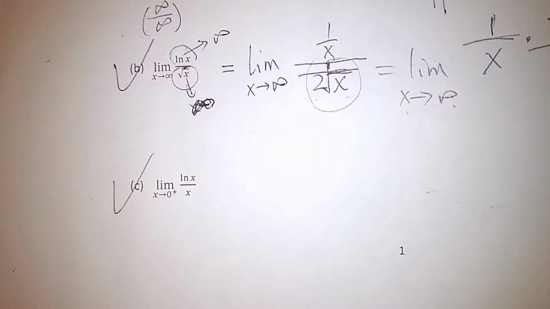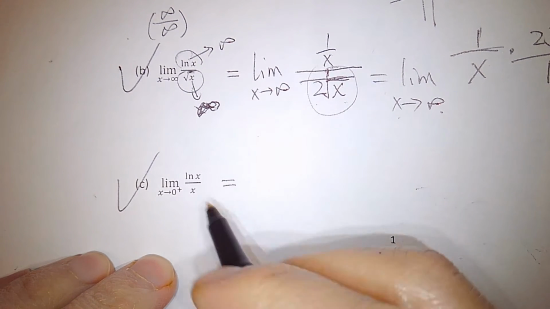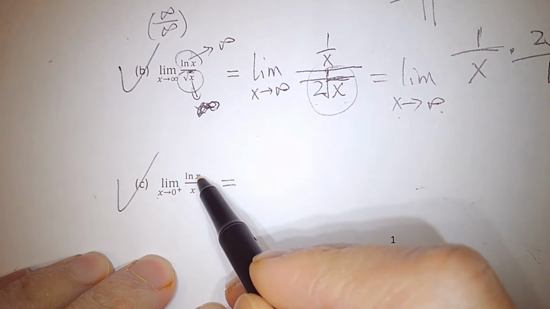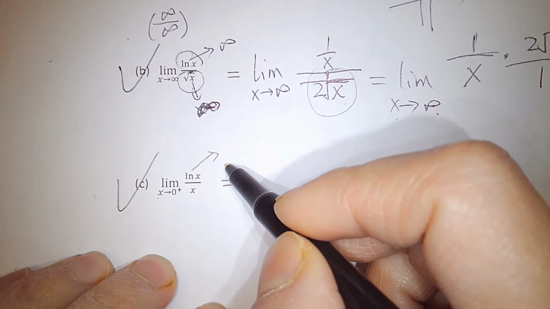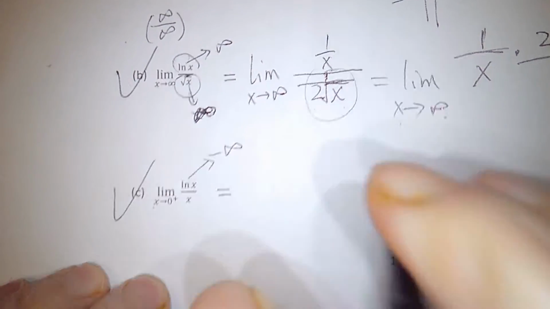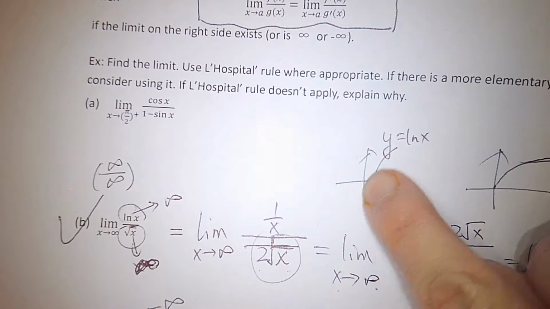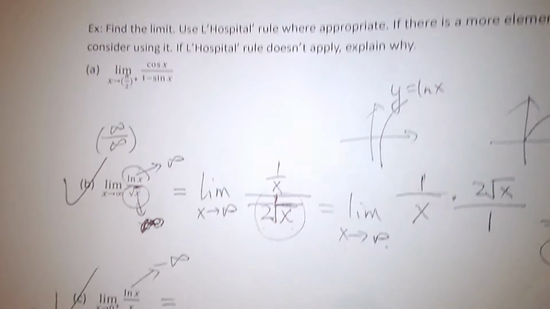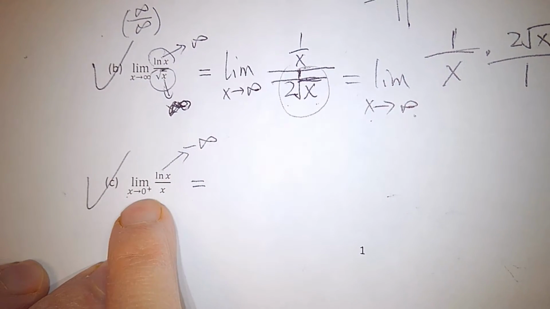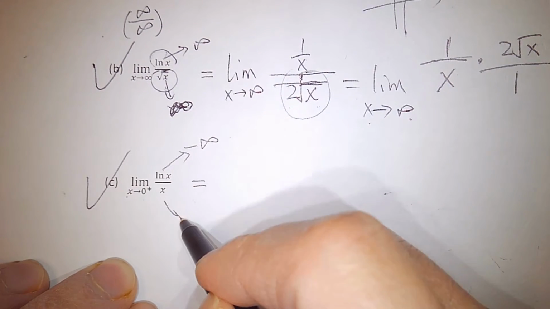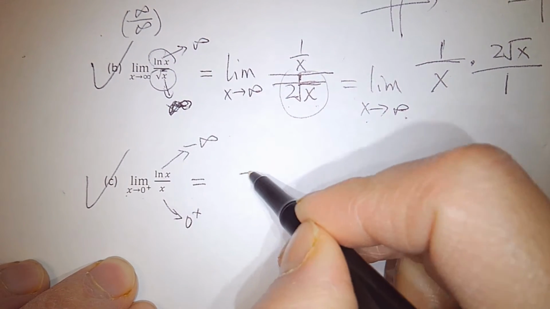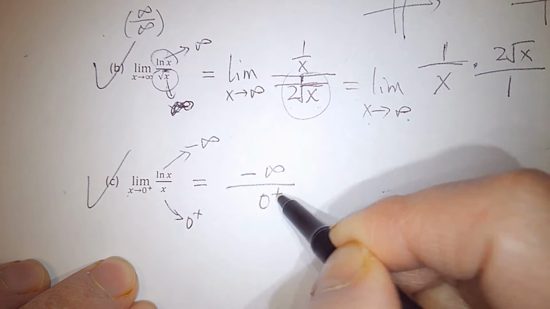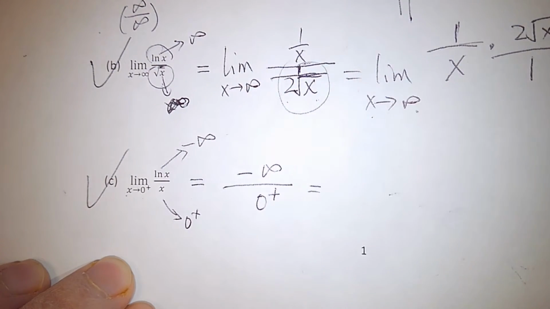So how can we use L'Hospital? Sometimes we may not be able to use L'Hospital rule. No, we can. Sometimes we cannot. Okay. So see, Brian has this concern. When x goes to 0 positive, what is it? Ln x goes to negative infinity, right? When x goes to 0 from the positive, Ln x goes to negative infinity. So what is this? Negative infinity divided by 0 positive. So what will we have?